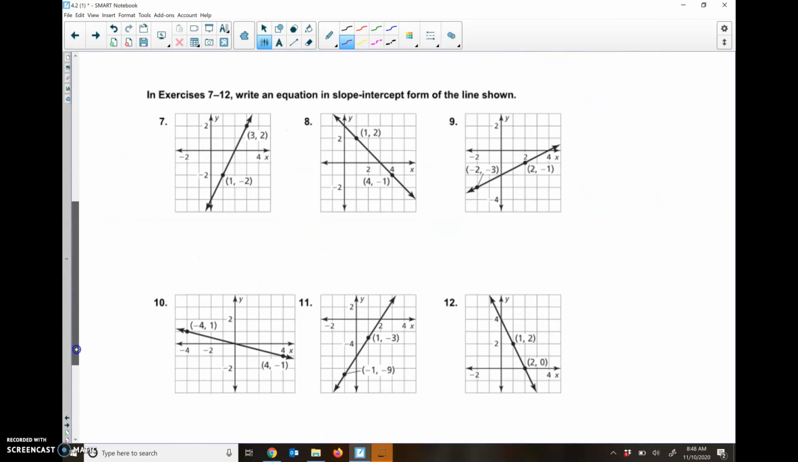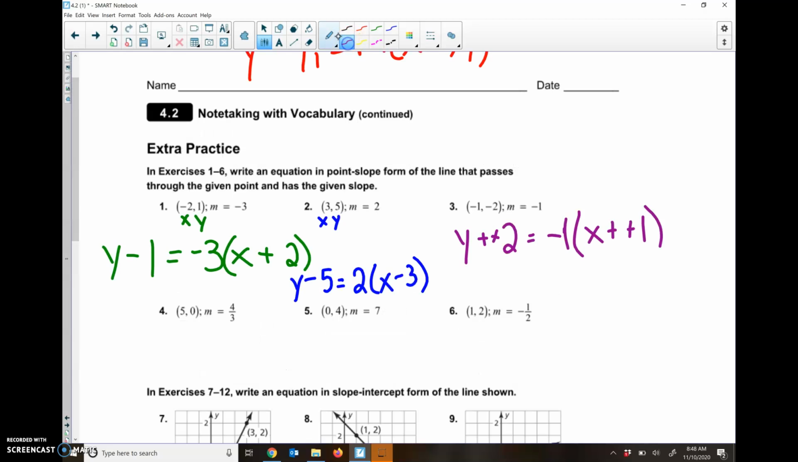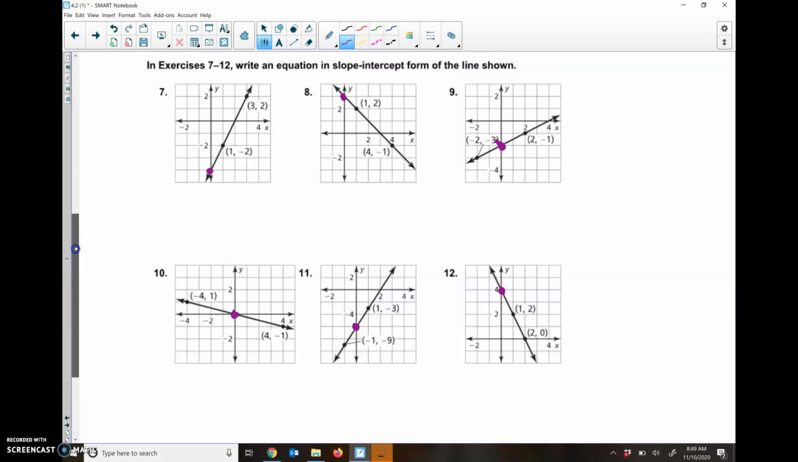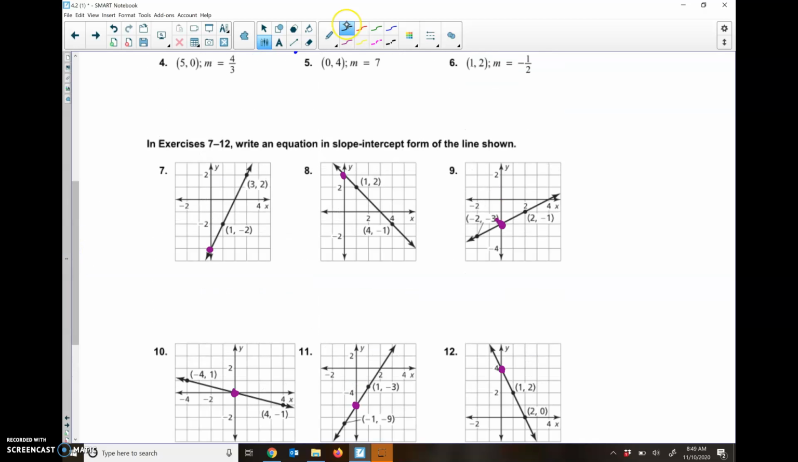All right, 7, 8, 9, and 10, 11, 12 as well. They want us to write it in slope-intercept form. So the nice thing about these problems is, since they're a graph, they give us the y-intercept. So I can tell already where the y-intercept is on these problems. It's where it's crossing the y-axis. The thing they don't give us is the slope. So we've got to do some math to figure out the slope. So remember, we have 2 ways we could figure out the slope that we learned last section.